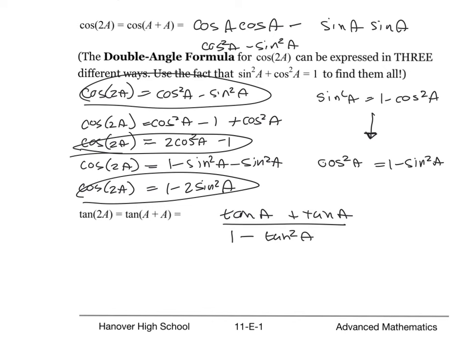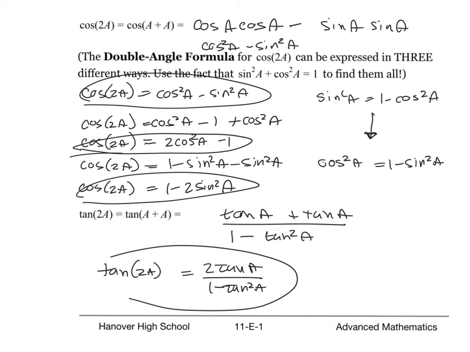So lastly, with just a little bit of simplification left, I have the tangent of 2A equals 2 tangent of A over 1 minus tan squared of A. So this tan A plus tan A becomes 2 tan of A. And so that becomes the double angle formula for tangent. Now, this is the end of the page, but I just want to talk about one last thing.